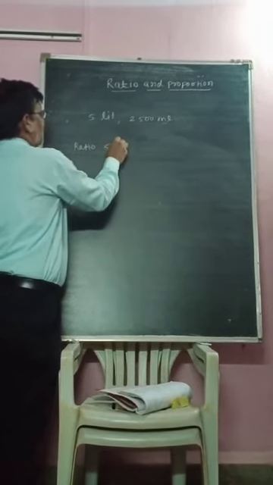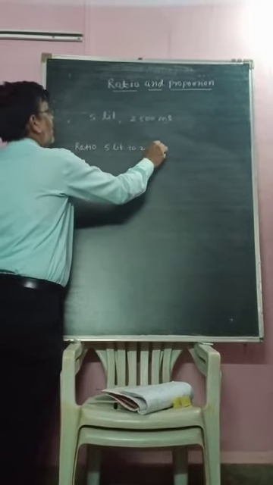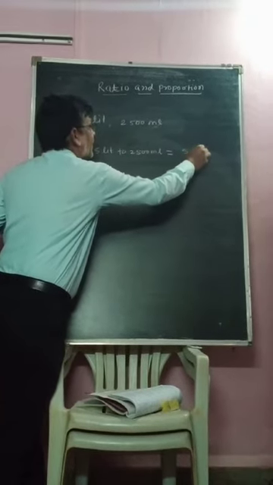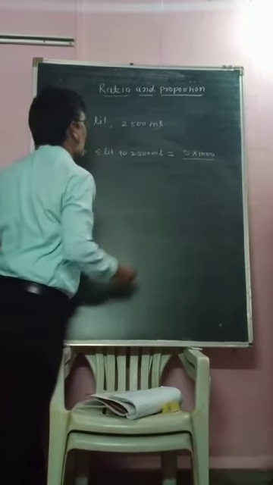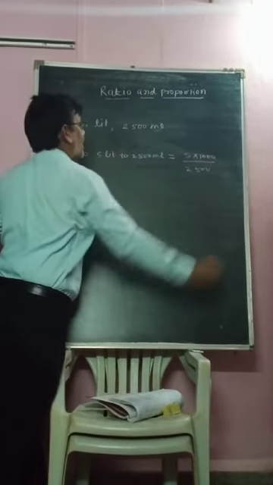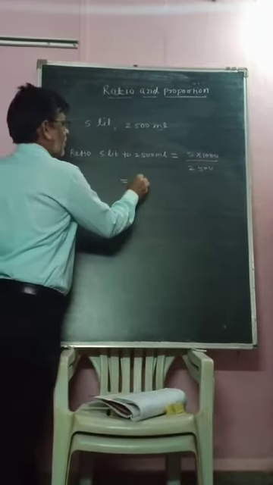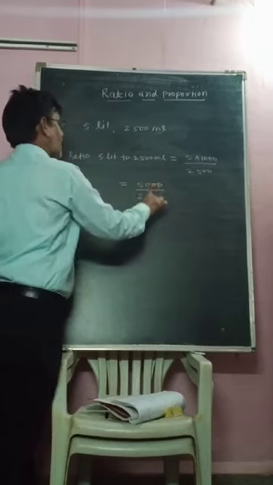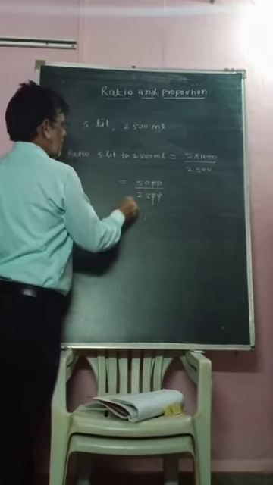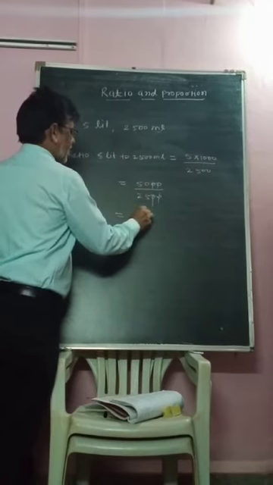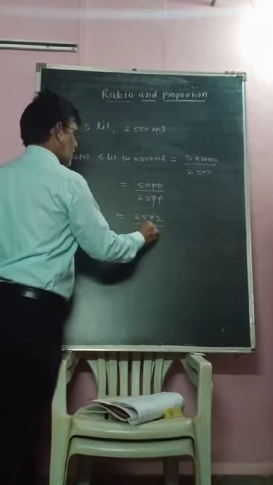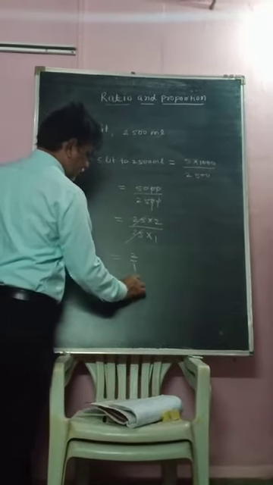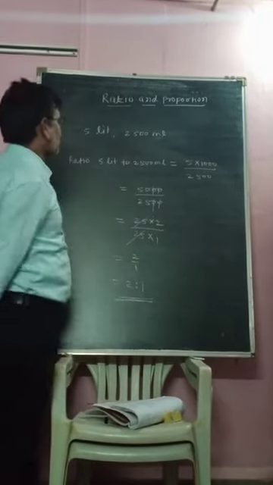So the ratio of 5 liter to 2500 milliliter is equal to, 5 liter means 5 into 1000 milliliter, upon 2500 ml. Okay, so it is equal to 5000 upon 2500. This 0 gets cancelled, this 0 gets cancelled. Now you get 50 by 25. 50 means 25 2s are and 25 means 25 1s are. So this 25 gets cancelled. You get 2 by 1. It means 2:1. The ratio is 2:1.